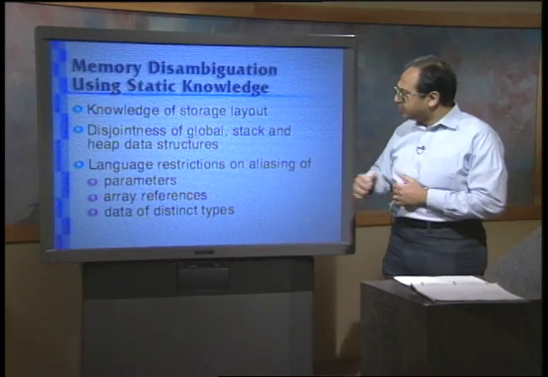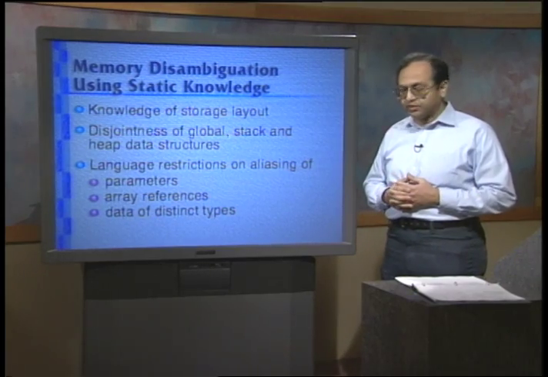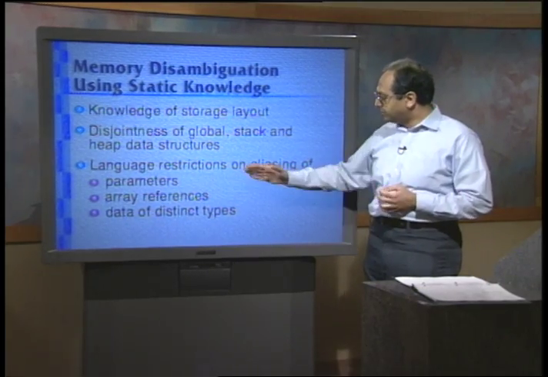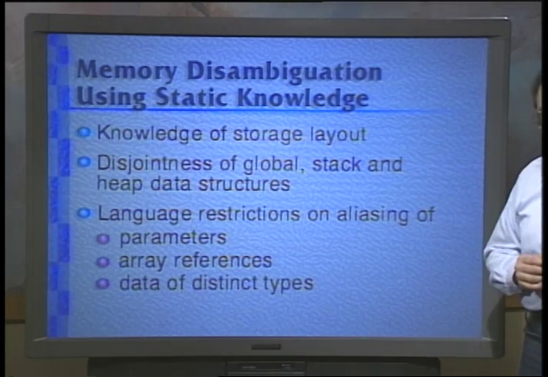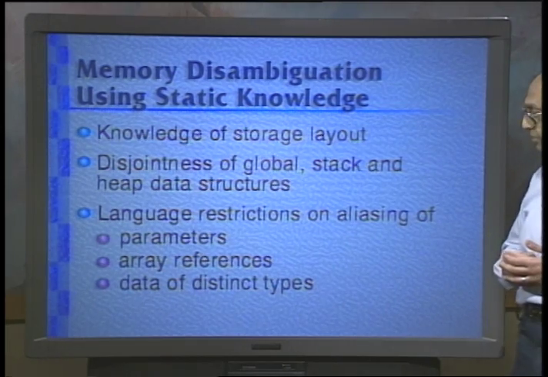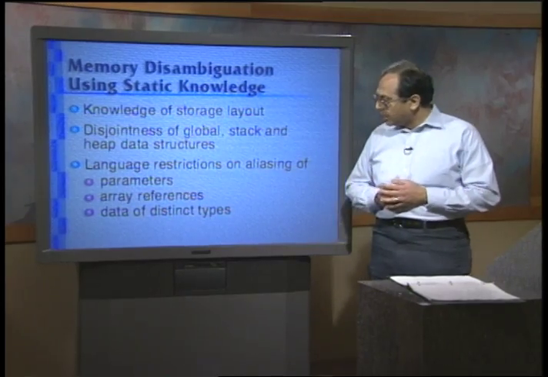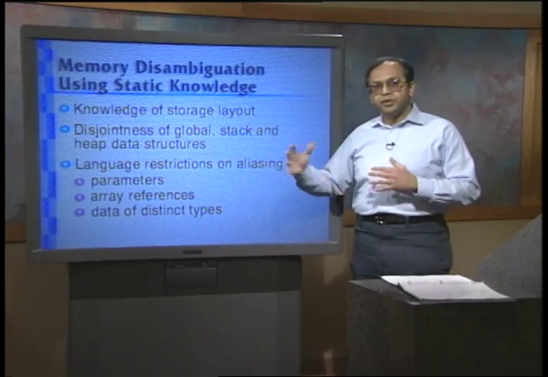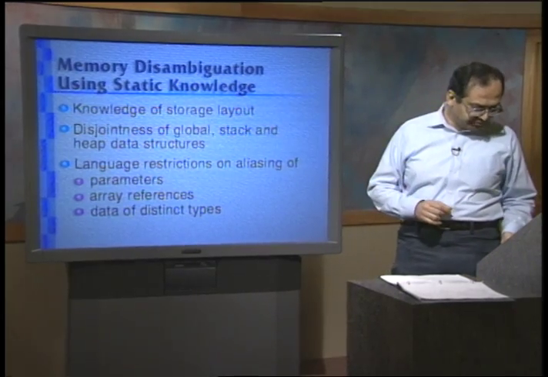Finally, restrictions that the language places on aliasing can also be used to do this disambiguation. In languages such as Fortran, for instance, the language standard says that if there's a formal parameter that is modified in the procedure, then it cannot alias with any other formal parameter. So with this kind of information, we can make some headway in answering the question, is A1 equal to A2?